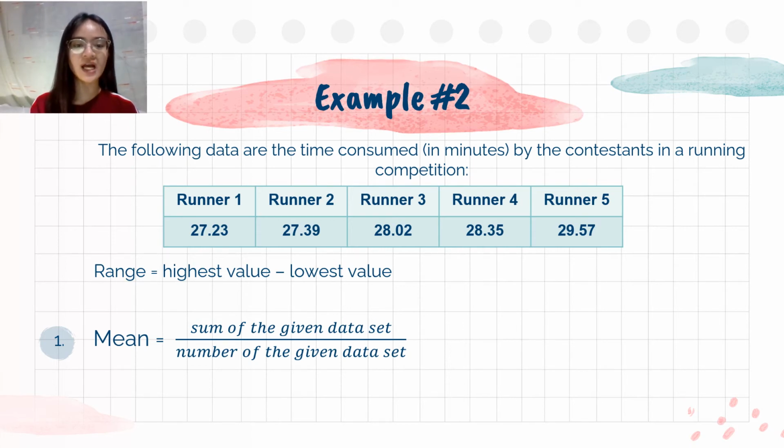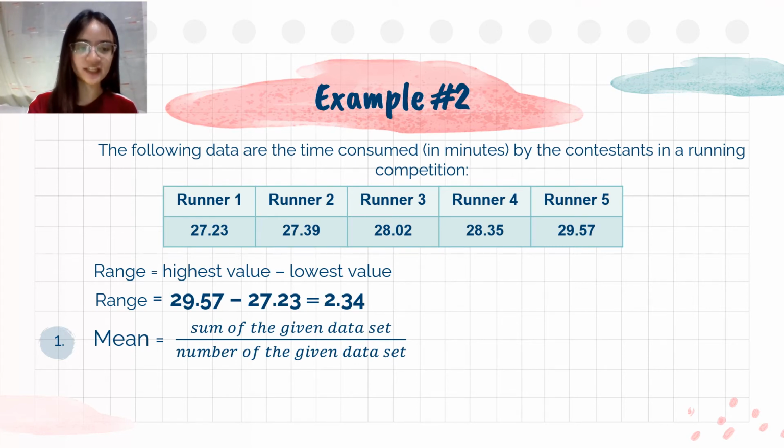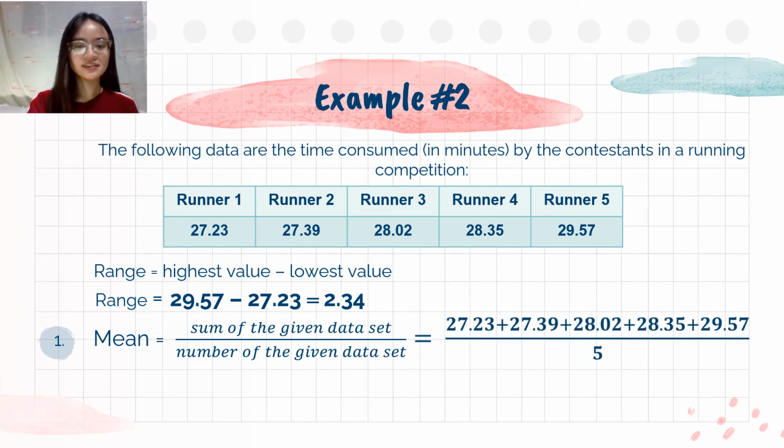Range equals to highest value minus the lowest value, which is the highest value is 29.57 minus the lowest value, which is 27.23, is equals to 2.34. So, yung range natin is 2.34. The first procedure in getting the standard deviation is to find the mean. So, we will add the given data set.